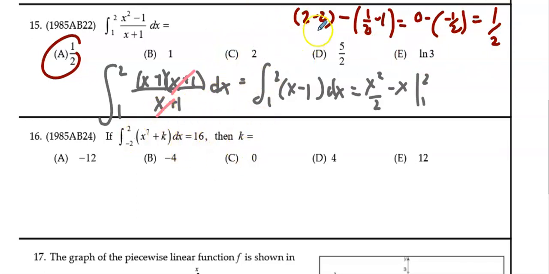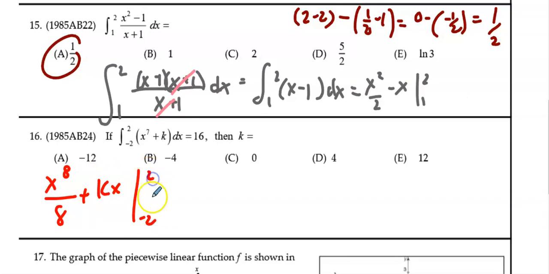It's telling us to find K. So we're going to integrate this normally. This is actually not too bad of a question. The integral of x to the 7th is x to the 8 over 8. And then remember, K is a number. As you can clearly see here, K is a number, so the integral of K would just be Kx. And we're going to evaluate that from -2 to 2, and that equals 16.